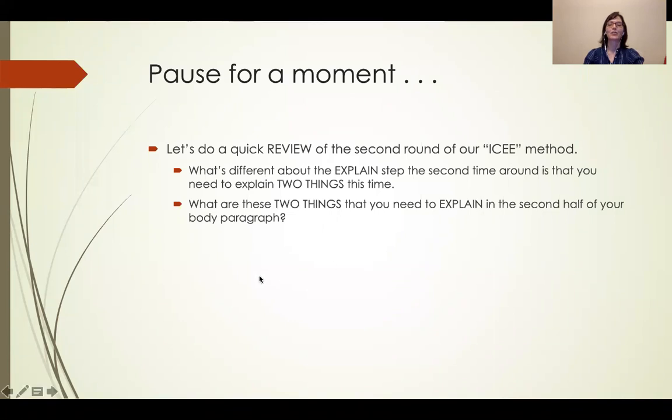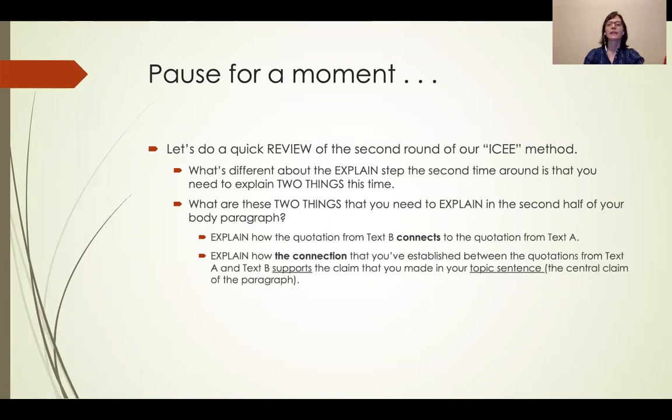All right, so what are these 2 things that you need to explain in the second half of your body paragraph? Okay, so explaining how the quotation from text B connects to the quotation from text A, and explaining how the connection that you've established between those 2 quotations supports the claim that you've made in your topic sentence.